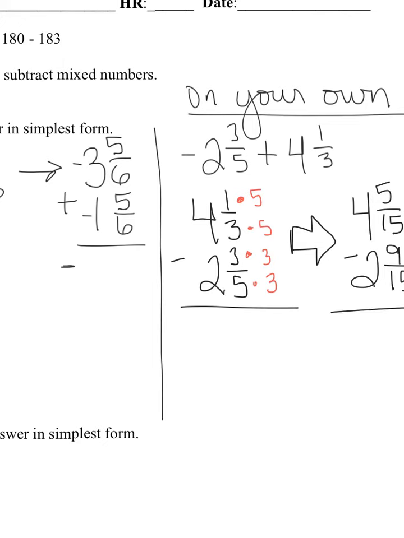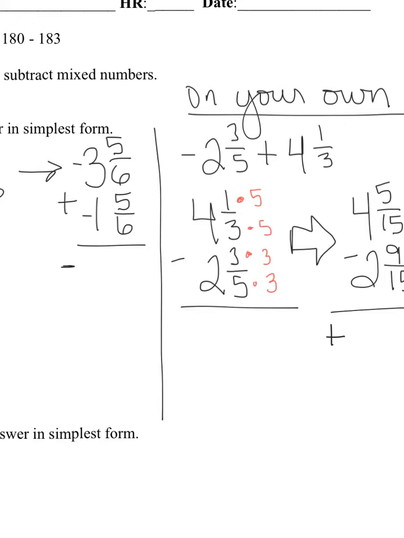We have different signs, so we subtract, but we need to keep the sign of the higher number. It actually turns out in our favor because 4 and 1/3 is the larger absolute value. That means my answer will be positive when I'm all done with it. Okay, so here's the other thing.